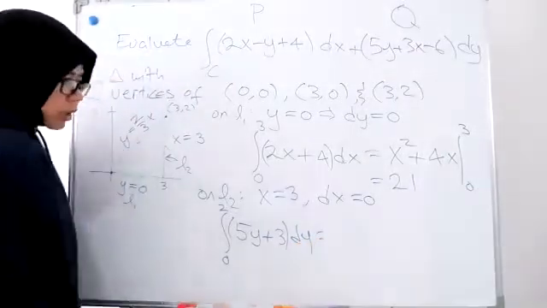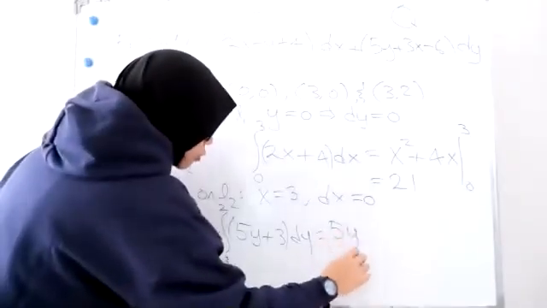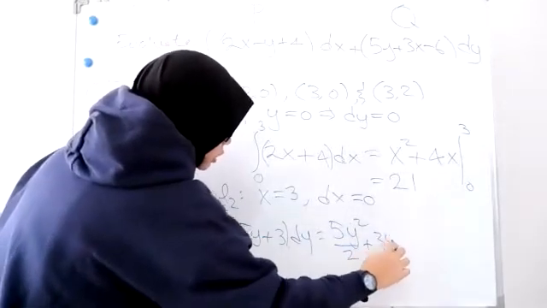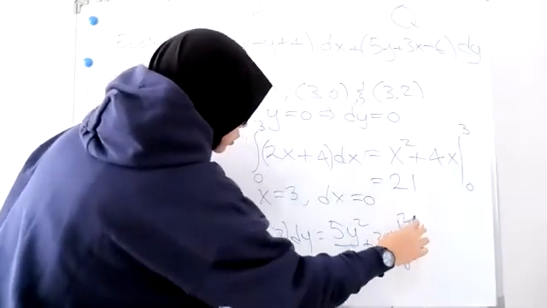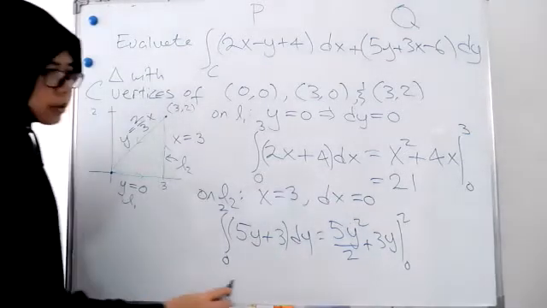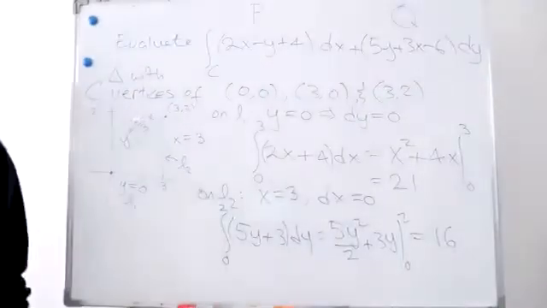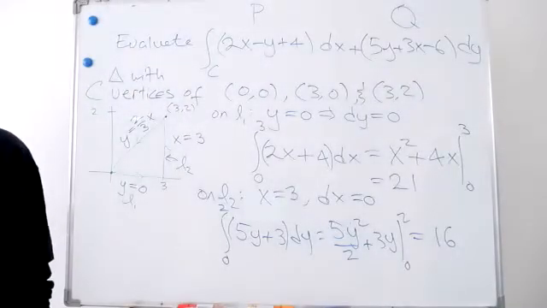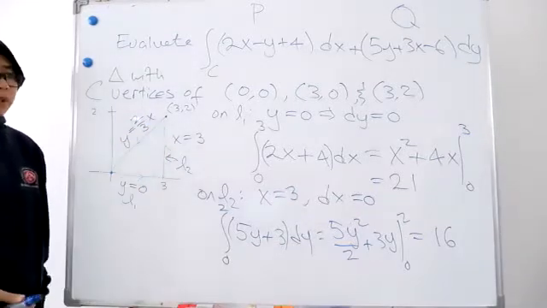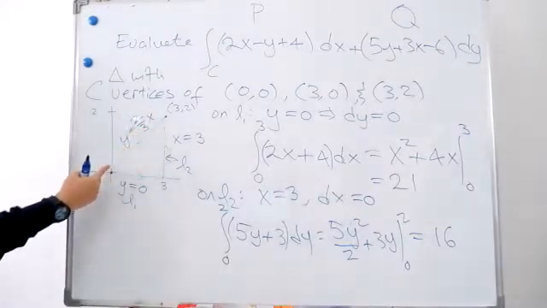And then this will be 5y squared over 2 plus 3y from 0 to 2. And then that will be 10 plus 6, so that will be 16. So on this line, it's 16. Now we need to evaluate on this line.